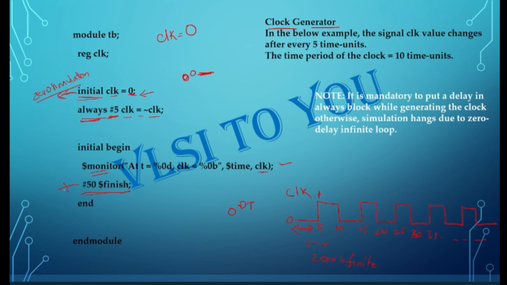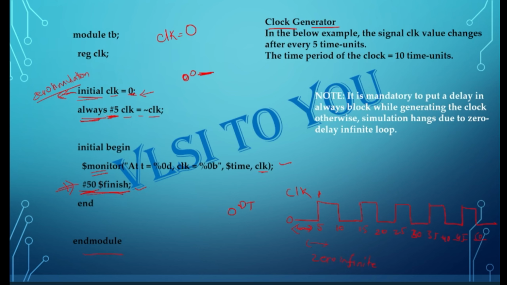So in order to avoid that, I have given #5, but after 50, that means after 40, 45 and 50, there won't be any more clock generation because I have stopped the execution. So #50 $finish. About this $finish I have explained in the initial block, so just check it out there. And then endmodule. So this is how I am generating the clock.